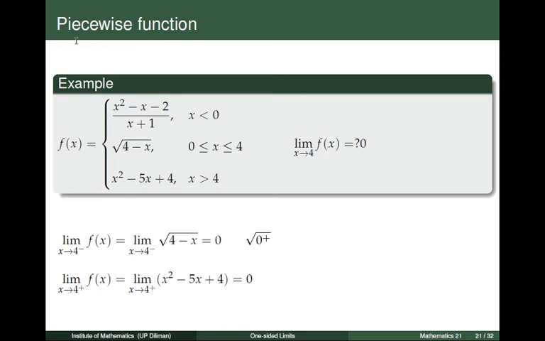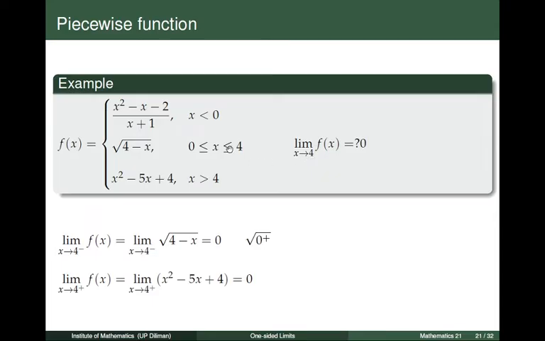For the next part of the lecture, we will consider piecewise functions and their limits. So for example, let us consider this function here, f of x, which is given by (x squared minus x minus 2) divided by (x plus 1) if x is less than 0, and f of x is equal to the square root of 4 minus x if x is greater than or equal to 0 but less than or equal to 4. And f of x is equal to the polynomial x squared minus 5x plus 4 if x is greater than 4. Now we want to know the limit of the function f as x tends to 4.